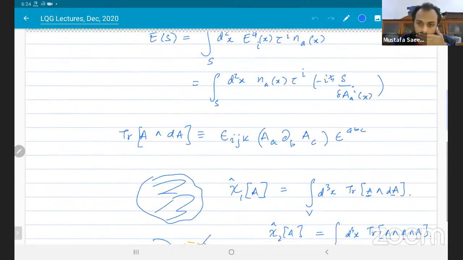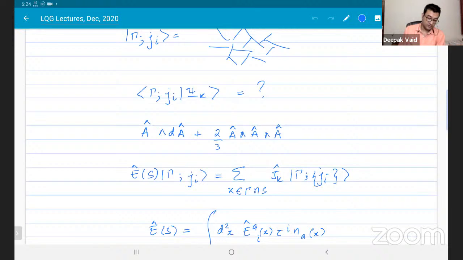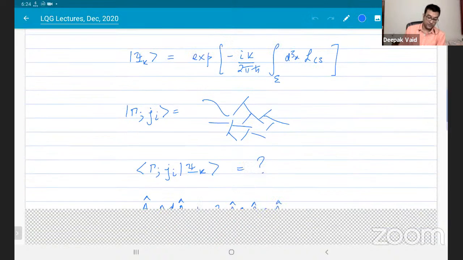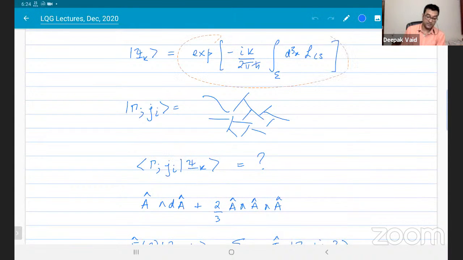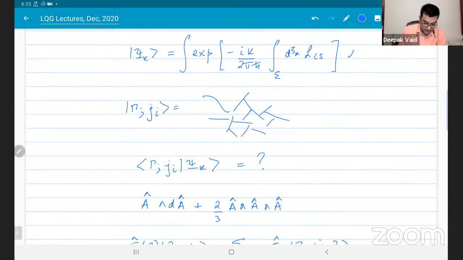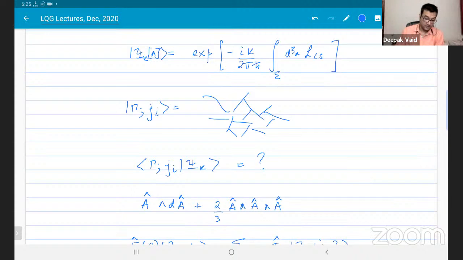So could you go back? Your question is how that will give any information on this inner product. We write this as a functional in terms of the connection. So if you look at this object, it will be this functional acting on this graph state, right? This is defined for a single connection, for a single configuration of the connection one form on the three manifold.